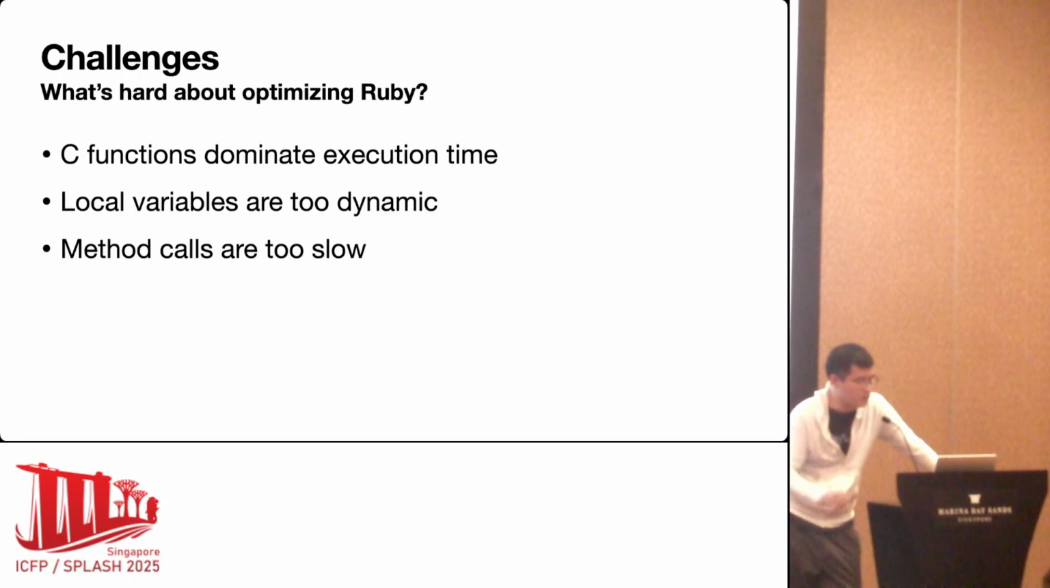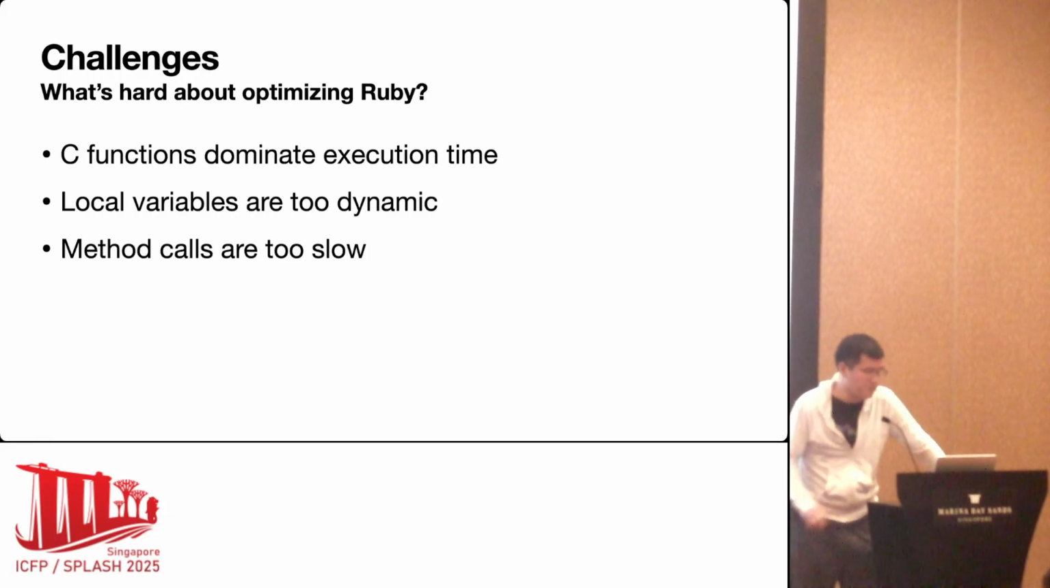Another thing is local variables are too dynamic, as I showed before. That has limitations in optimization. We deal with that by invalidation, but there are still things to be done there for optimizing it further. There are also method calls, and because of the dynamic nature of the language, they're pretty slow in the interpreter. And even in YJIT, we still execute a lot of instructions, so that's slow.